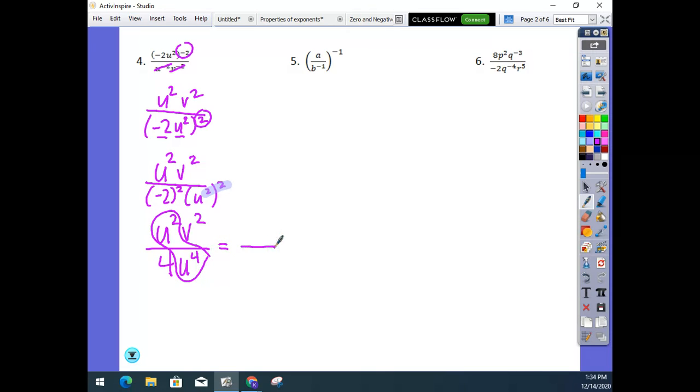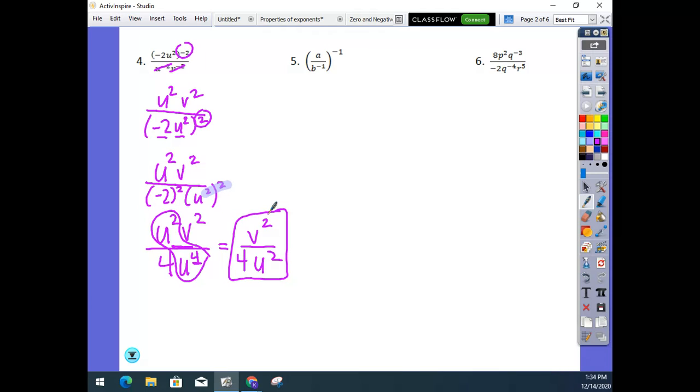So I need to put all of my u's together. Since I'm dividing the u's, I'm going to subtract the exponents. There's 2 more in the bottom. So I have a u squared left in the bottom, and the v squared just stays where it's at. So your final answer should have no negative exponents, and all bases that are the same should be combined together.